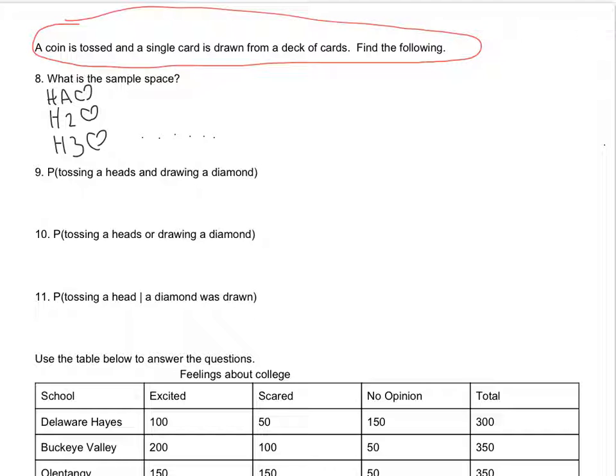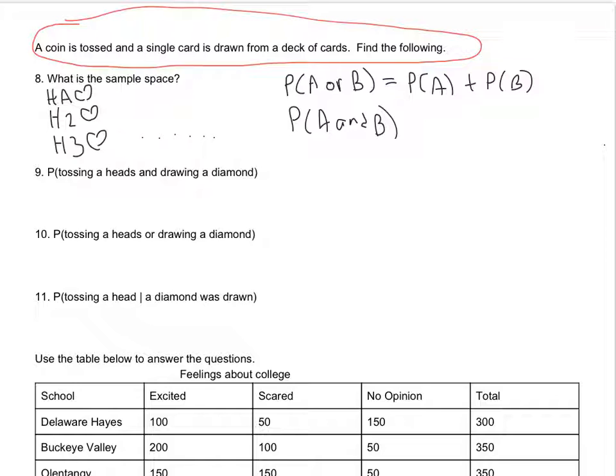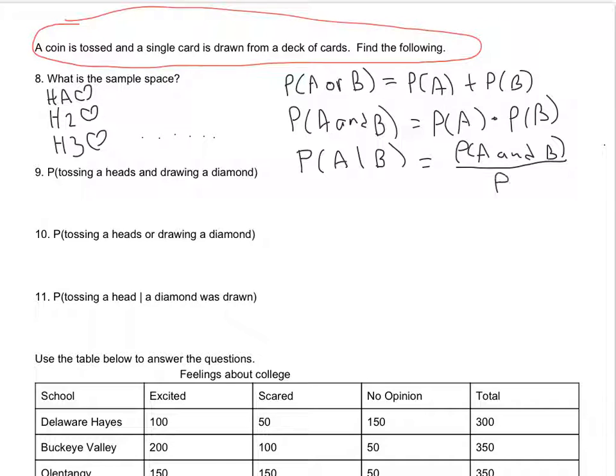Now if you remember our probability rules, we had the one for mutually exclusive for OR that said if they are mutually exclusive, the probability of A or B equals the probability of A plus the probability of B. We also had the rule that said if A and B are independent, the probability of A and B is equal to the probability of A times the probability of B. And then our last one was our conditional probability, which said the probability of A given B is equal to the probability of A and B divided by the probability of B. So these three rules will be invaluable for us as we try to do these problems because we do not really want to write out this sample space.